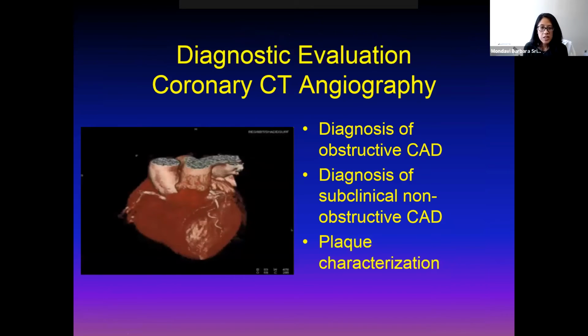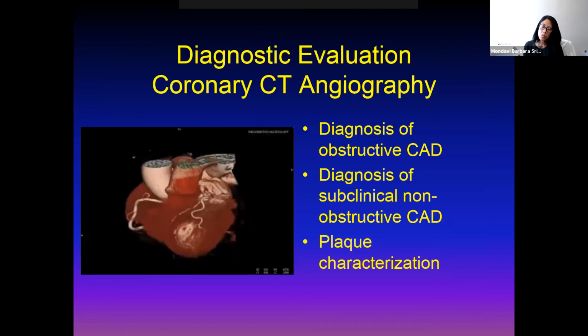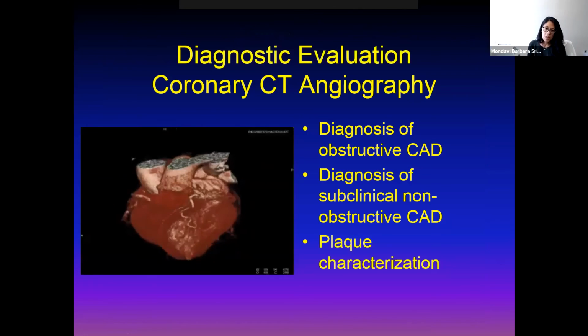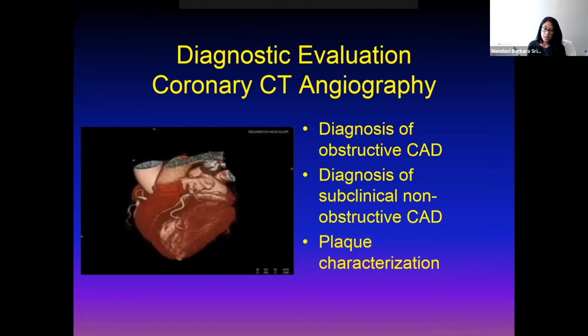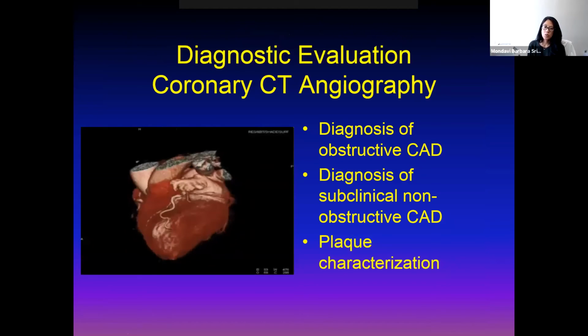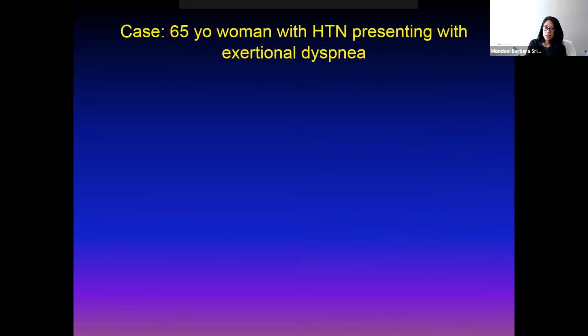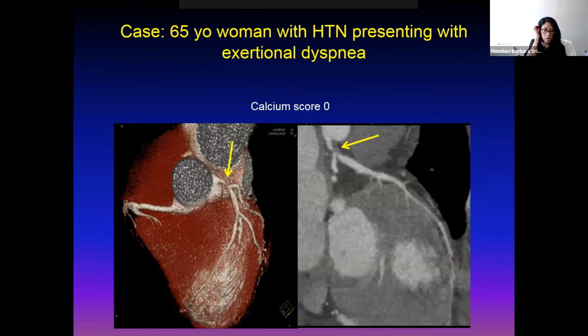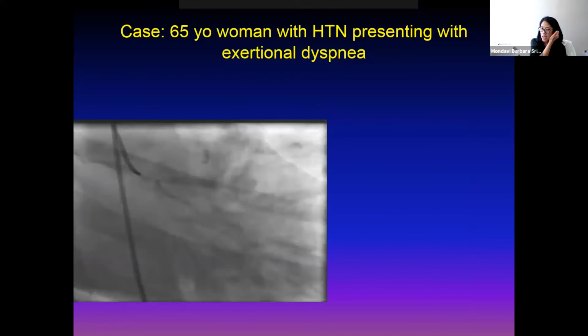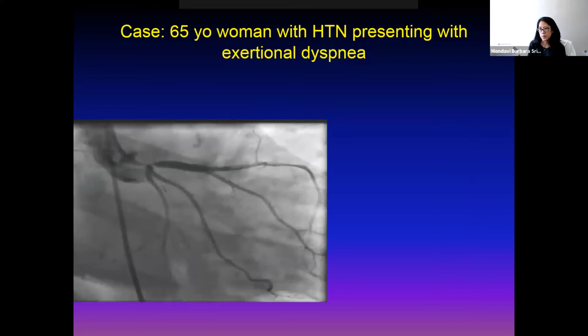All right, and then the addition of contrast adds more important information. It can help us with detection of non-calcified as well as calcified plaques, but more importantly, diagnosis of whether or not there's obstructive disease. This is a 65-year-old woman who presented with dyspnea. Her calcium score was 0, but when we gave her contrast, she actually had non-calcified plaque that was causing left main stenosis, as can be seen here on her contrast study. And her cath also confirmed that she had severe left main disease.